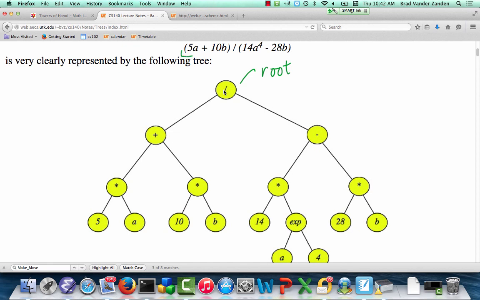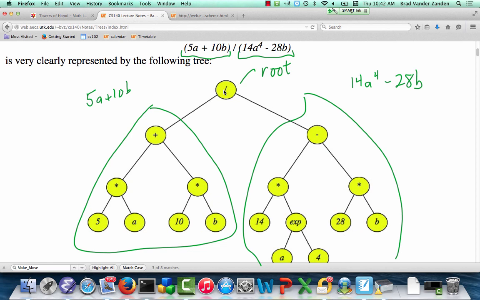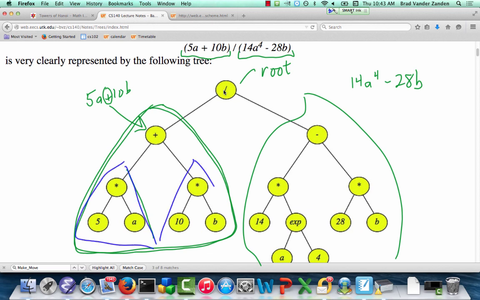And then there's two sub-expressions. This sub-expression represents 5a plus 10b, and this sub-expression represents 14a to the fourth minus 28b. And you'll see there's a nice recursion here. In this tree right here, the root is this plus, and then we have two subtrees. The first representing 5a, and the second representing 10b.